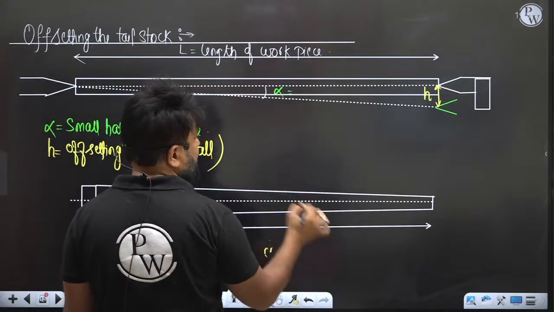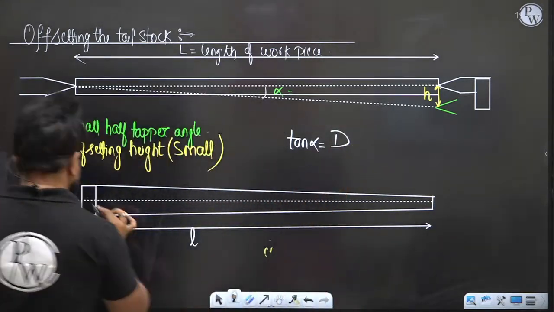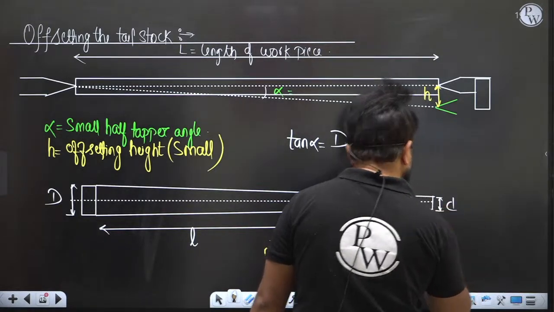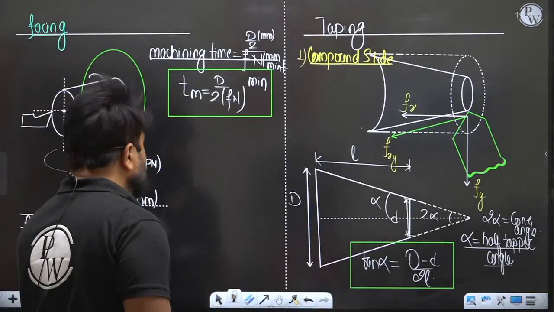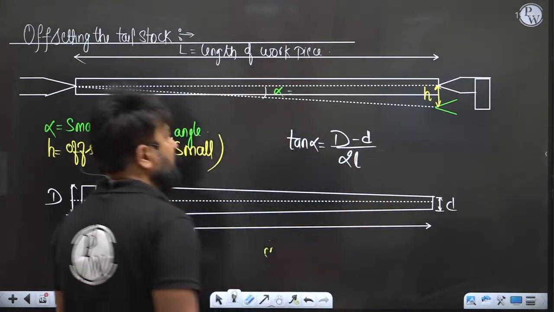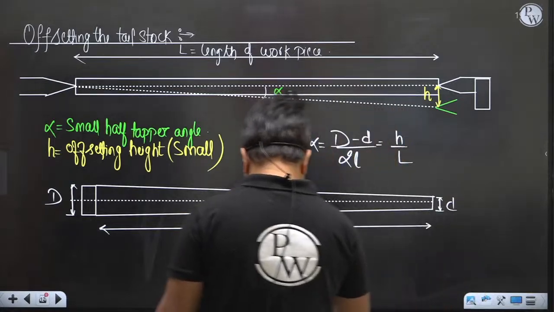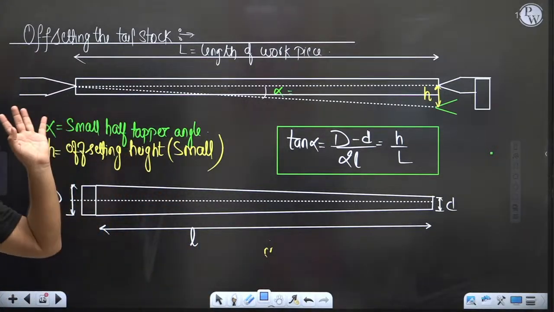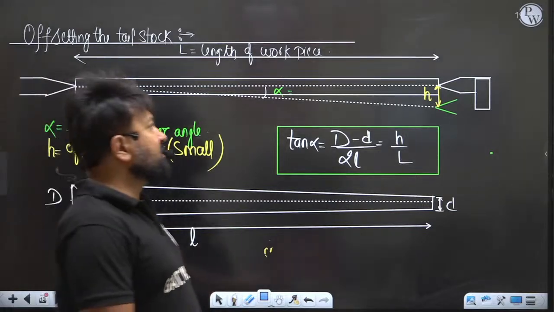So, my dear, we can write that here alpha is small, so tan alpha equals capital D minus small d by 2L, where capital D is the larger diameter and small d is the smaller diameter. Also, since alpha is small, you can write h by capital L. This formula is applicable only if you are doing the method of offsetting the tailstock.